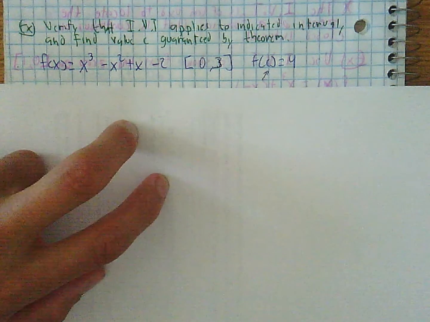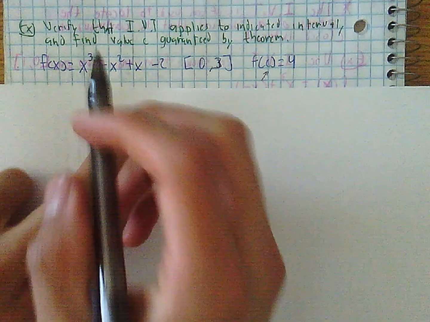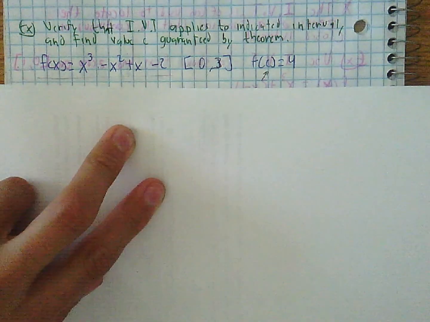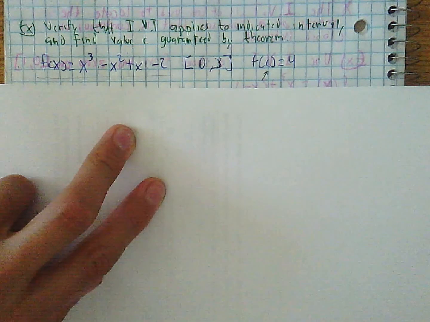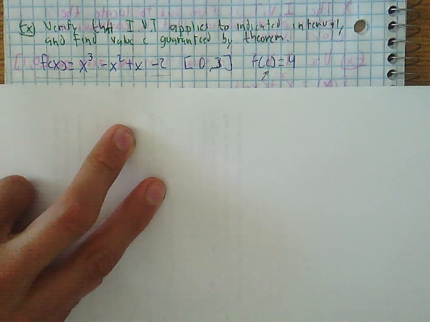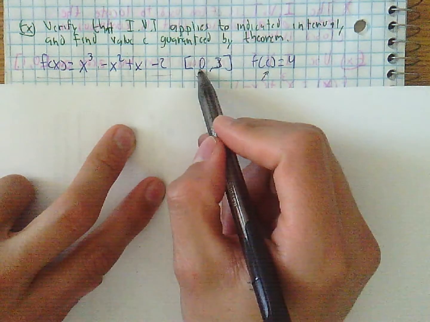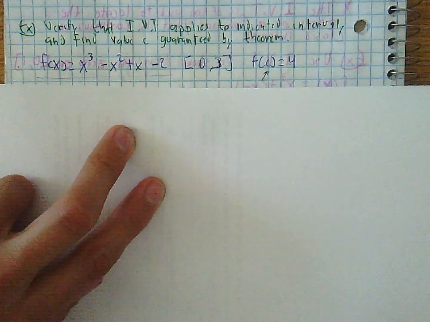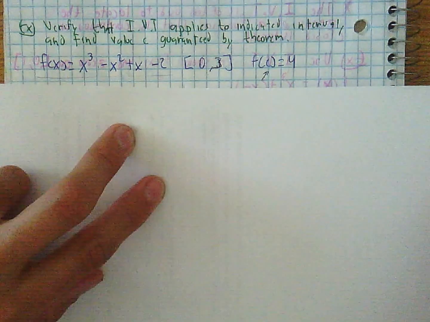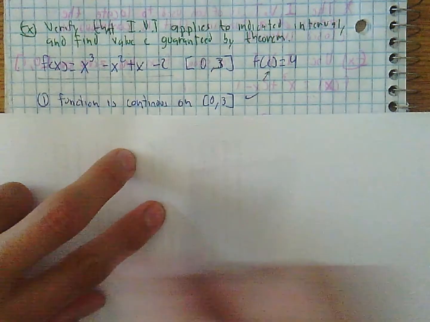Okay, so what do we got to do? First, we got to check if this is continuous. Okay, one more time, we have a polynomial. Polynomials are continuous, so we should be good to go. Secondly, we need to figure out what f of 0 is and f of 3 is. They must be different in order for this to work. So we're going to go ahead and show that work here.